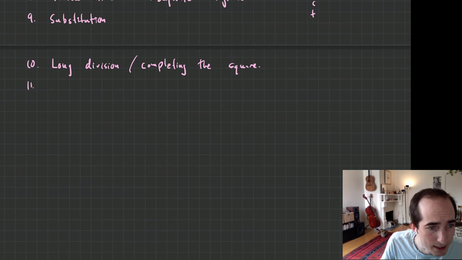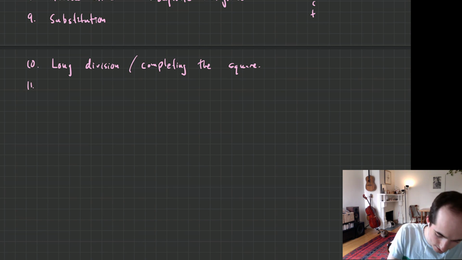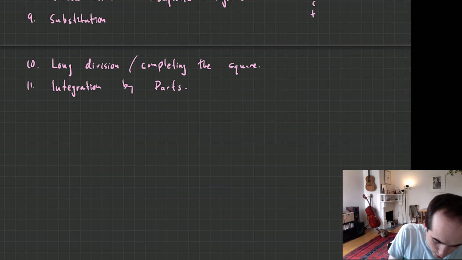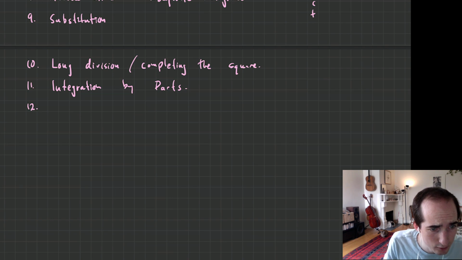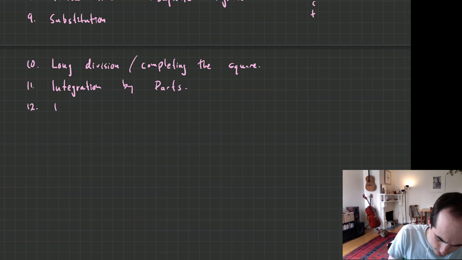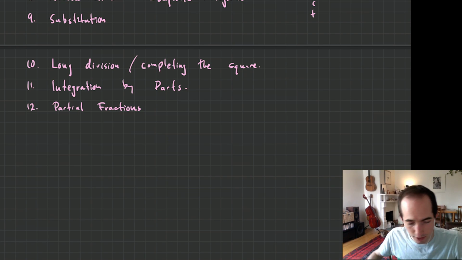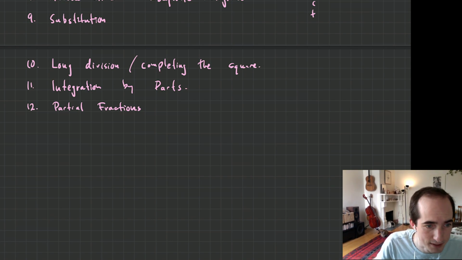Number 11 is, and this is a BC only topic, but we are all doing BC, so this is integrating using integration by parts. Awesome. Integration by parts. Everyone's favorite way of integrating. And then 6.12 is integrating using linear partial fractions. Awesome. Partial fractions. Okay, so that's kind of like where you do the opposite of factoring a fraction, or the opposite of simplifying a fraction. Kind of split it up.